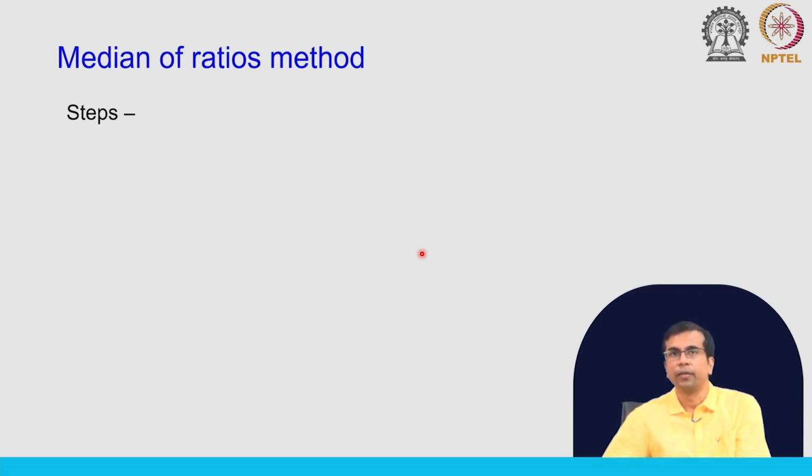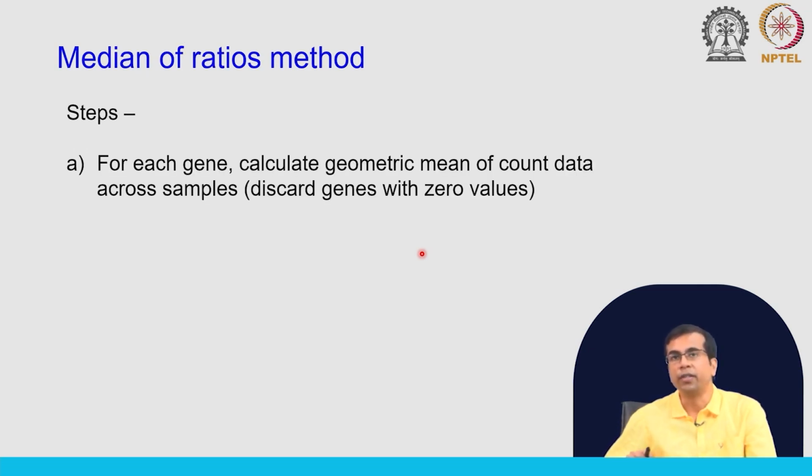So, what are the steps for this method? For each gene we first have to calculate the geometric mean of count data across samples. So, this is a between sample normalization.